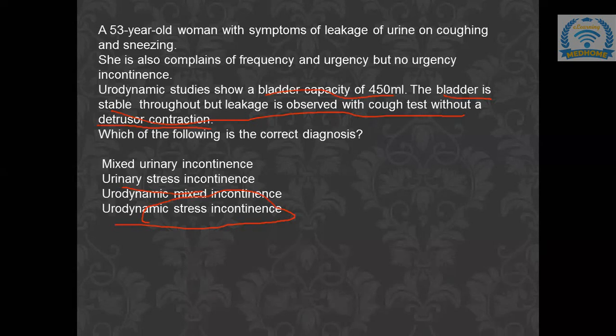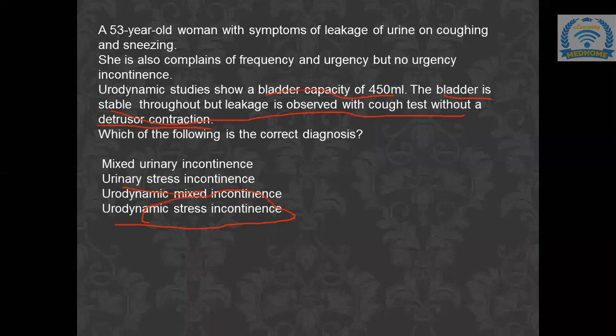Ma'am, with this same scenario, can we choose urodynamic stress incontinence with sensory urgency, if there is an option? No, because there is no such option in this question. If there had been an option, then definitely you could have chosen it.